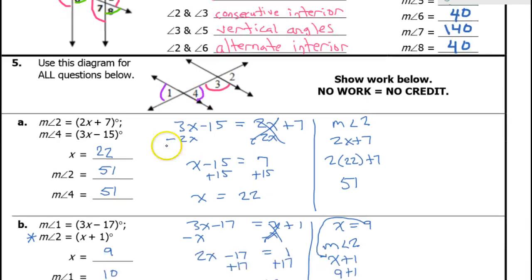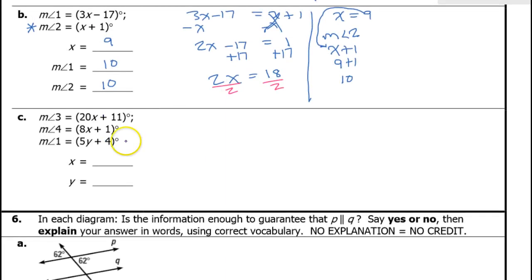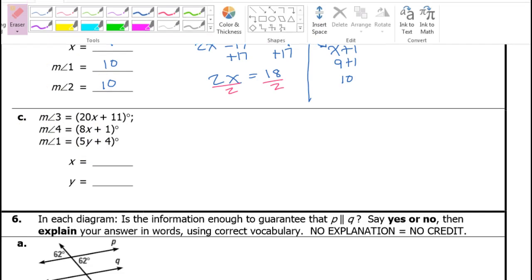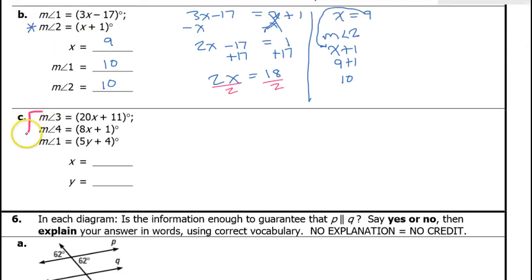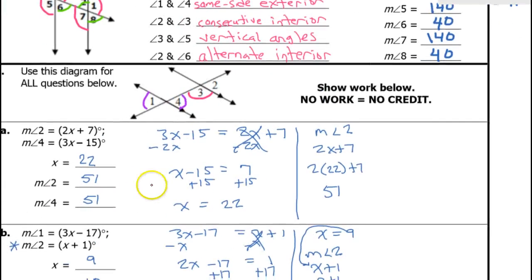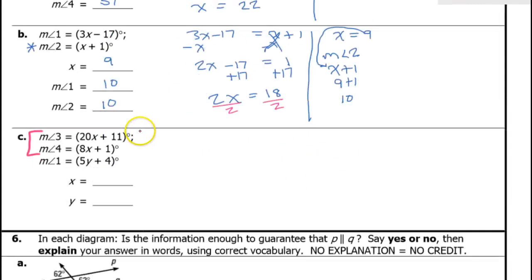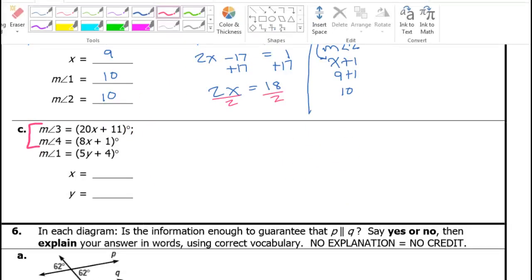So look, focus on the 1 and 4. See how they're equal? Let's see if we can do anything with that. Well, actually, I can't, because angle 1 and 4 involve two different variables. So I can't do anything with that. So I have to start with the ones that have the same variable, 3 and 4. So 3 and 4 are supplementary. They have to add up to 180.